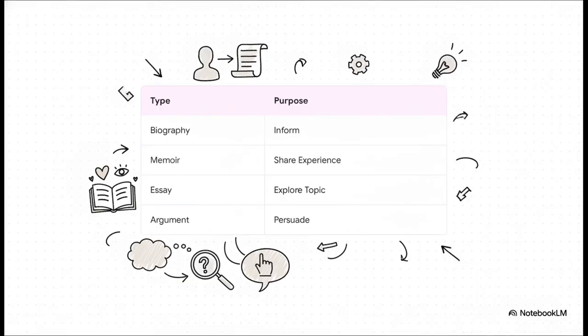Think of nonfiction as a map of reality. And it's definitely not just one thing. A writer has to pick their format based on their ultimate goal. Like, if they want to share someone's entire life story, they'll write a biography. Just a slice of their own life, that's a memoir. If they want to deeply explore a single topic or persuade you on a really specific issue, they're going to use an essay, an article, or a formal argument. Grasping the text type immediately tips you off to the author's true purpose.